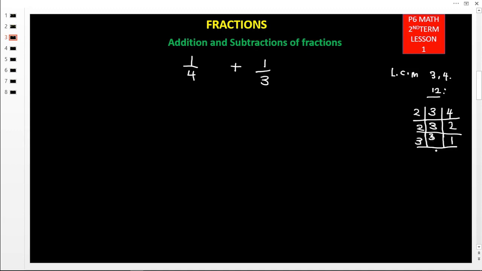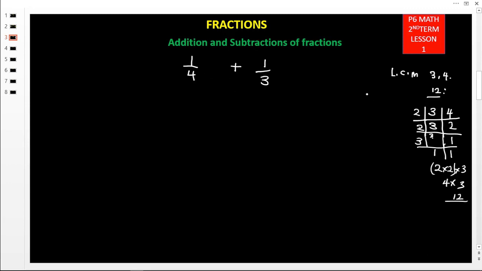How many groups of 3 are in 3? 1. How many groups of 3 are in 1? We don't get any, we still remain with our 1. Therefore our LCM will be 2 times 2 times 3. Then 2 times 2 is 4, times 3, so it is giving us 12. Then this is our LCM. So it is the same as what you are going to get if you use the diagram method.